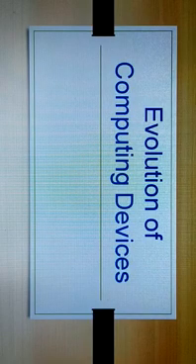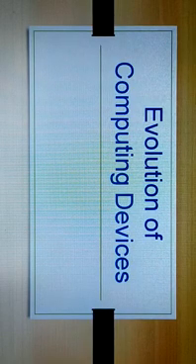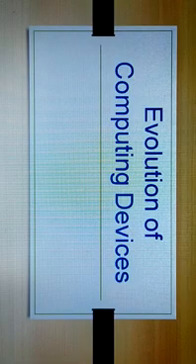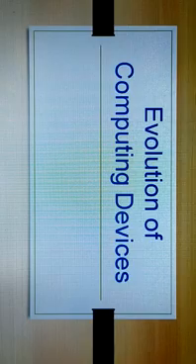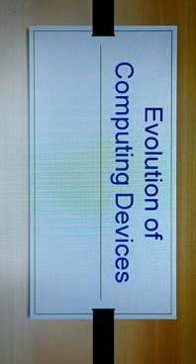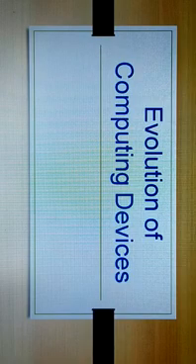So, these are the contributions of John von Neumann. These three basic capacities, that is, perform logic functions, perform repetitive functions, and store data and instructions, are the major advantage of the computer.